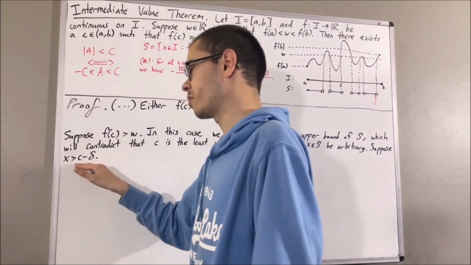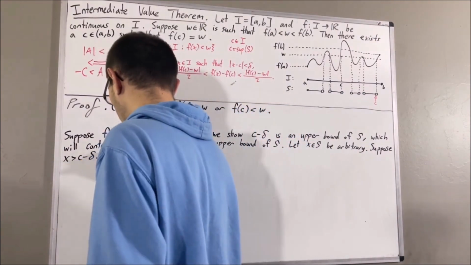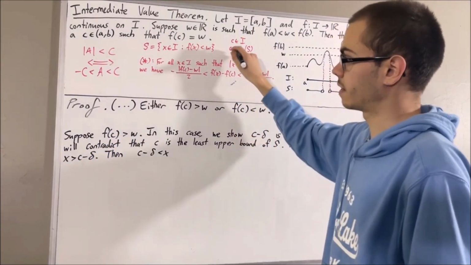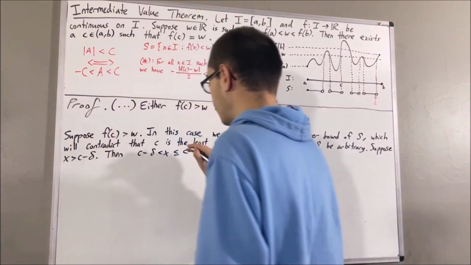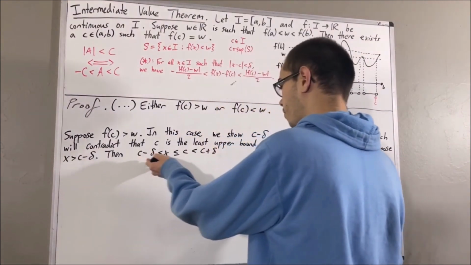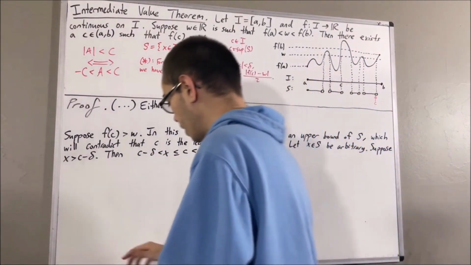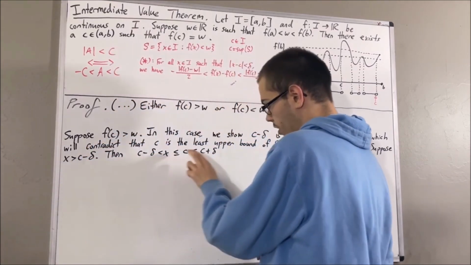Well, if X is greater than C minus delta, then C minus delta is less than X. We know that since C is an upper bound of S, X must be less than or equal to C, and C is less than C plus delta. Now, this chain of inequalities tells us that C minus delta is less than X, which is less than C plus delta.